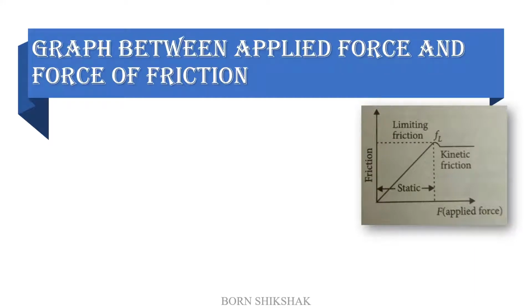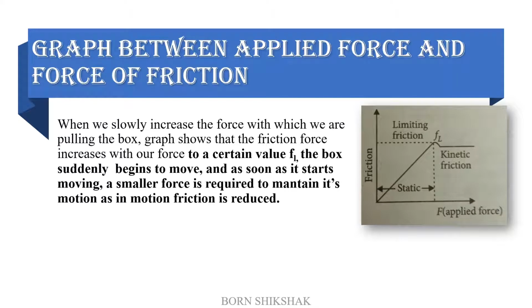Graph between applied force and force of friction. When we slowly increase the force with which we are pulling the box, graph shows that the friction force increases with our force to a certain value Fl. The box suddenly begins to move, and as soon as it starts moving, a smaller force is required to maintain its motion, as in motion friction is reduced.